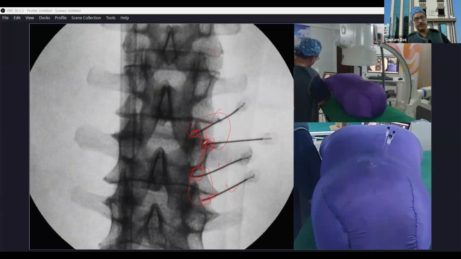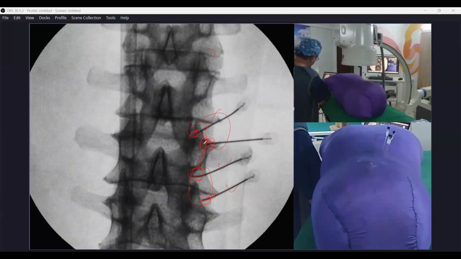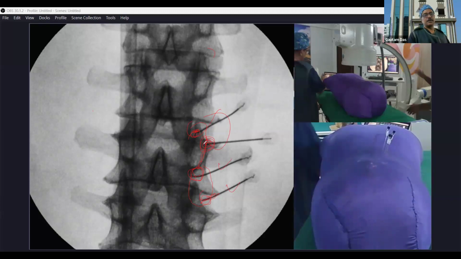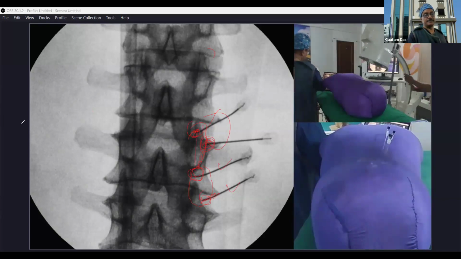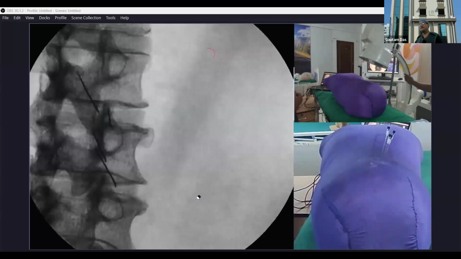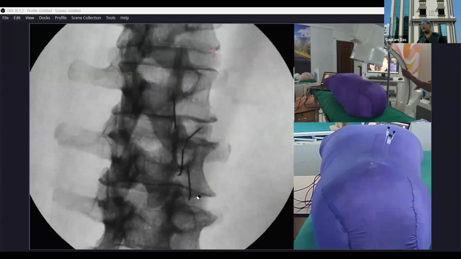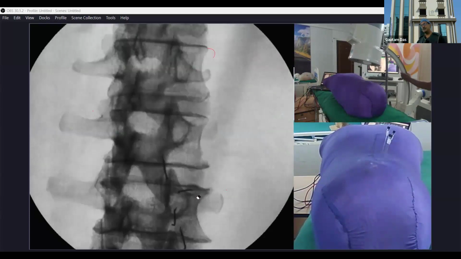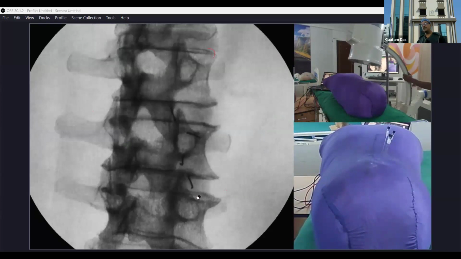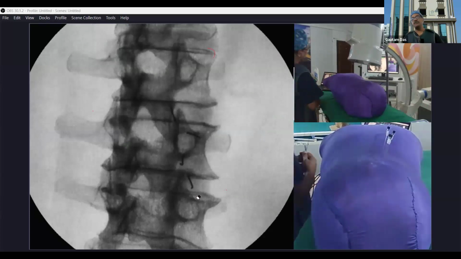Any other questions from anybody? Can you show this in oblique view? Yes. Our oblique view, so that it comes in the tunnel vision. Okay, so this is the oblique view. We started with the oblique view with the tunnel vision, and then we went for the lateral view and then again checked with the AP view. So all these three views are important.